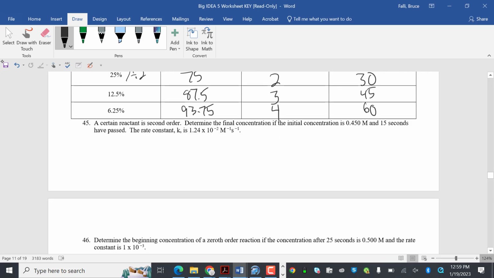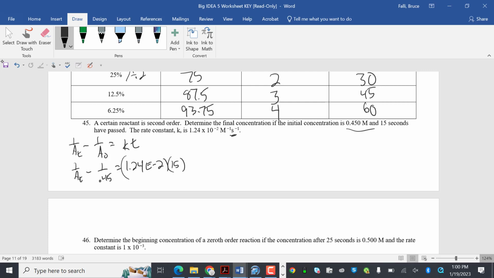A certain reactant is second order. Determine the final concentration if the initial concentration is 0.45 molar and 15 seconds have passed. The rate constant is given. So it's second order. Second order is 1 over At minus 1 over A naught equals positive kt. That's from the equation sheet. So the final concentration is what I'm solving for: 1 over At, minus 1 over 0.45, equals k, 1.24 e negative 2, times t, 15. I'm just going to make sure that my units jive, and they do, seconds and seconds.